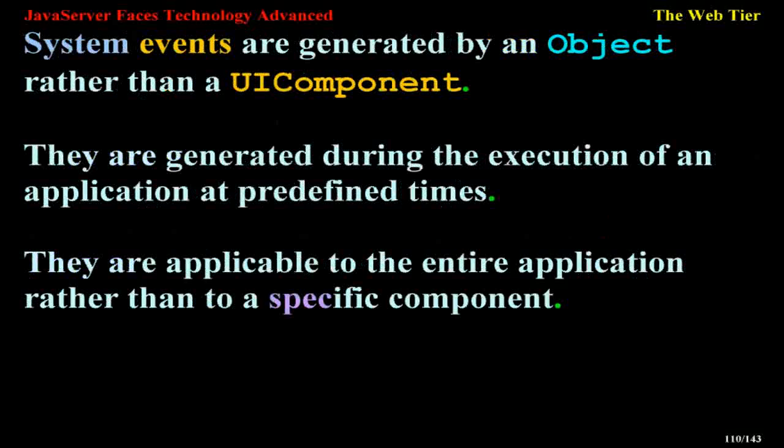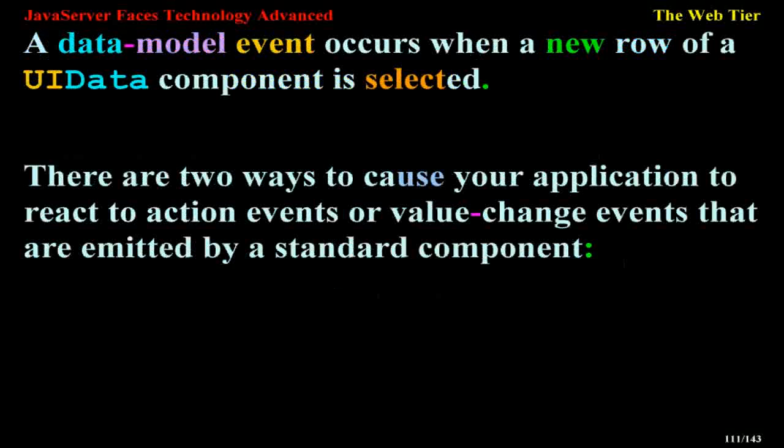System events are generated by an object rather than a UI component. They are generated during the execution of an application at predefined times. They are applicable to the entire application rather than to a specific component. A data model event occurs when a new row of a UIData component is selected.